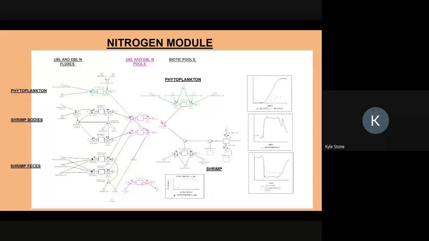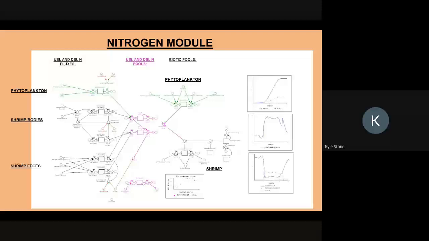So here's the first draft of the model. Phytoplankton up here. This column of the model is the upper layer and the deep brine layer of nitrogen fluxes. These are the changes taking place in inorganic nitrogen in the water, being calculated on a weekly basis. This model runs on a weekly basis. So these are the fluxes. This row here is phytoplankton. This is shrimp bodies, and this is shrimp fecal pellets.